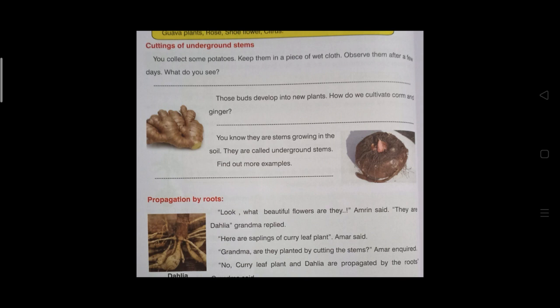How do we cultivate common ginger? You can write your answer there. Common ginger is also cultivated the same way. That common ginger is also an underground stem. The next question: they are stems growing in the soil. They are called underground stems. Find out more examples of underground stems.